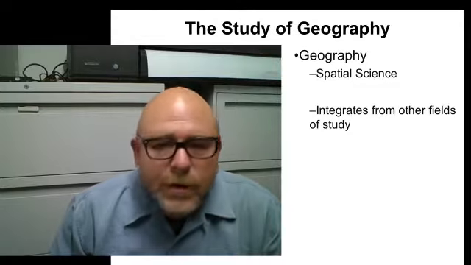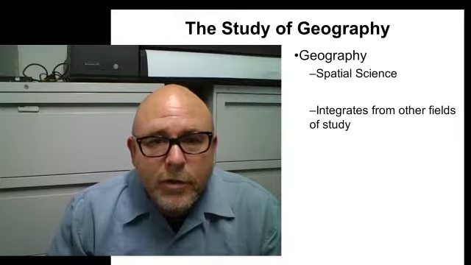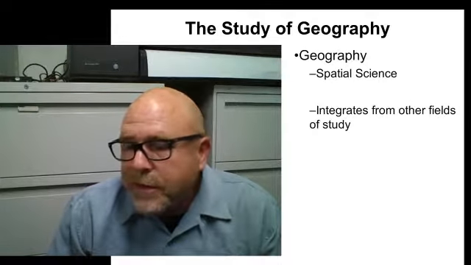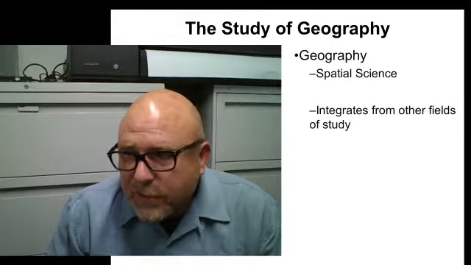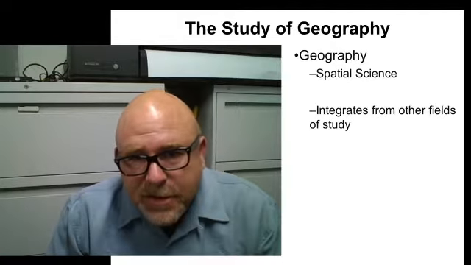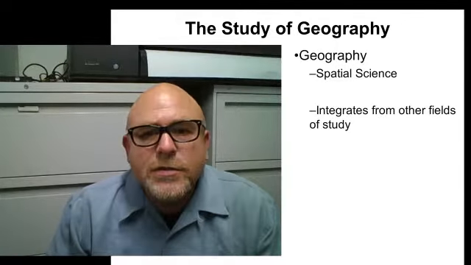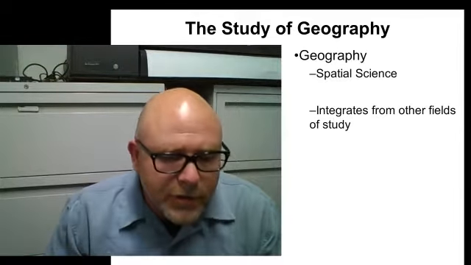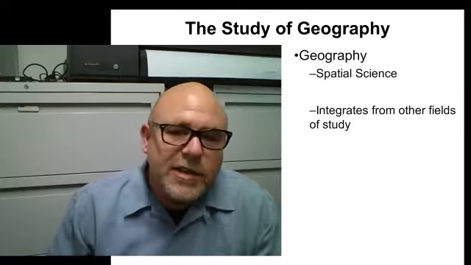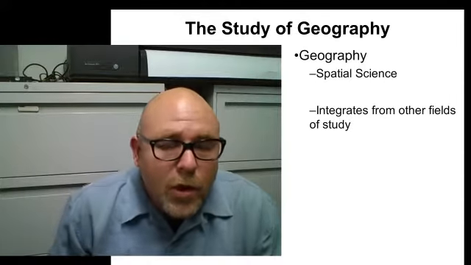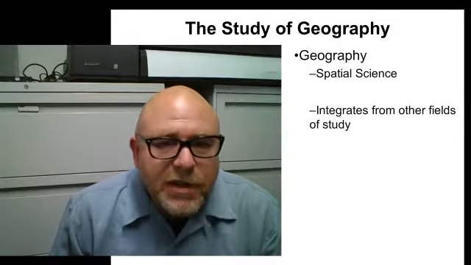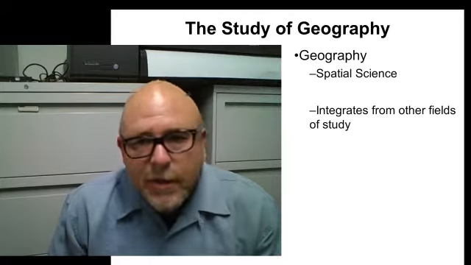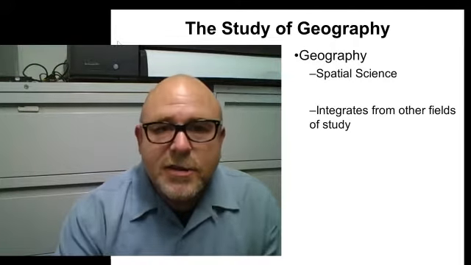Geography, probably the best. There's two things I could tell you about geography. One, it is the spatial science. That geography is at its heart concerned with space and spatial relationships. And to understand what happens over space, geography, by necessity, needs to integrate information from a wide variety of different fields of study, such as social sciences, physical sciences, and so on.